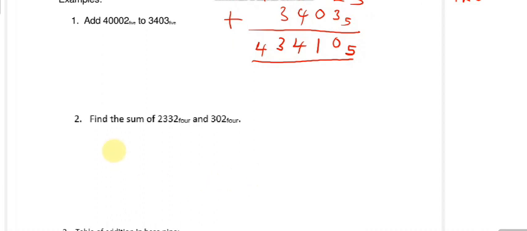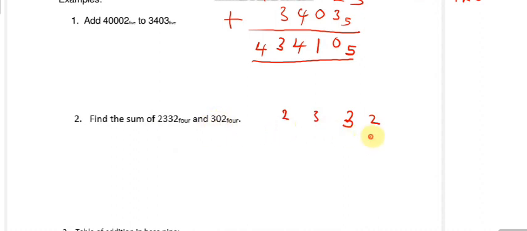Now let's look at example 2. For example, to find the sum of 2322 base 4 and 302 base 4. So I'm going to have 2332. The digits are 1, 2, 3, 4. And this one is 3, 1, 2, 3. So I have to start from the right.